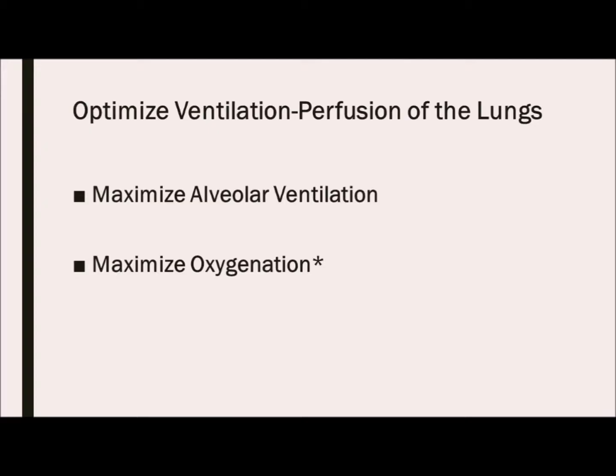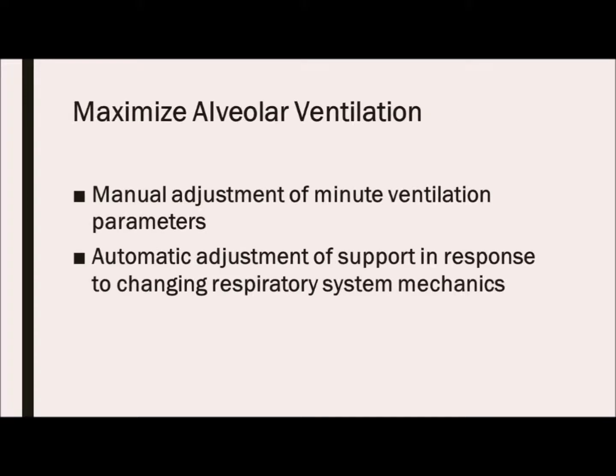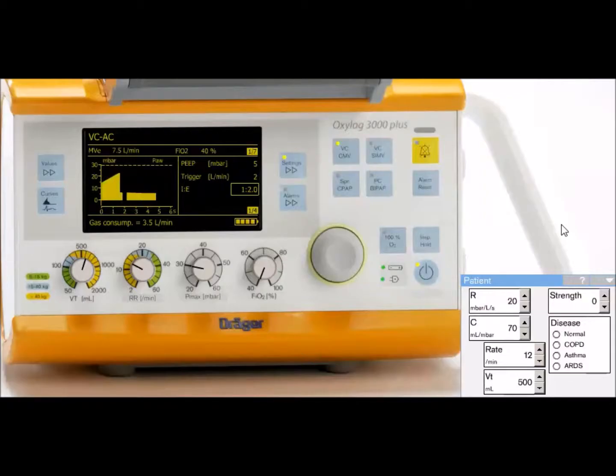I will not be talking about this when selecting a mode of mechanical ventilation because pretty much all mechanical ventilators allow for the manual manipulation of FiO2 and PEEP. However, outside the US, there are some modes of mechanical ventilation that automatically adjust the FiO2 and PEEP. Maximizing alveolar ventilation. Does your mode allow for the manual adjustment of minute ventilation parameters? Second, does your mode allow for the automatic adjustment of support in response to changing respiratory system mechanics? Let's look at our first two aims for maximizing minute ventilation.